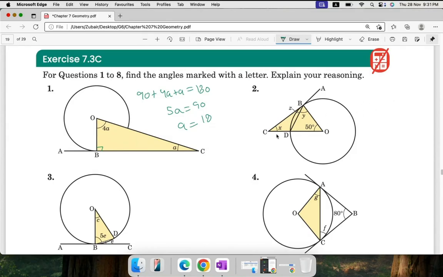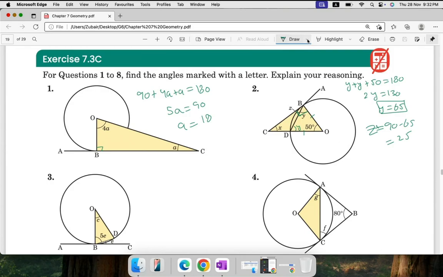Question number 2 says X, Y, Z. Now I'm looking at Y. I see 50 and I'm writing y over here because OB and OD are radii and they're equal. So y plus y plus 50 is equal to 180. So 180 minus 50 gives me 130. 2y is equal to 130 and y is equal to 65. When we're done with y, I can find z because this complete angle is 90, because CB is the tangent and OB is the radius. So Z is equal to 90 minus 65, and that's 25.